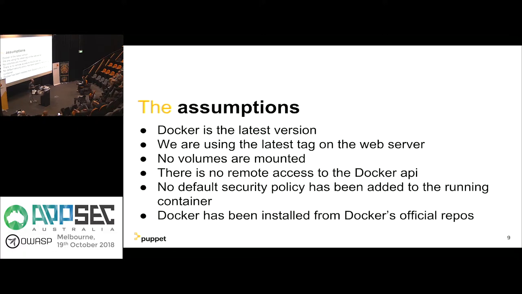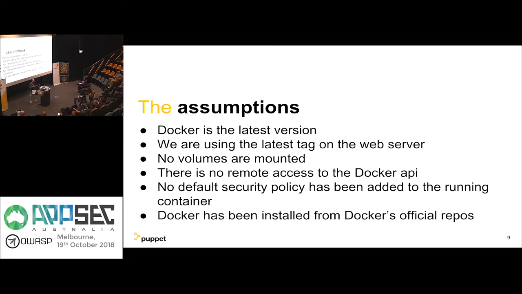There are no default security policies being added to the running container. Both Kubernetes and Docker ship with the same security policies. They're super easy to turn on, but most people don't do it. And you don't even have to write an AppArmor profile yourself, because I know a whole heap of people don't like sitting there writing seccomp or AppArmor profiles, which kind of sucks. But there's some stuff shipped there, and we haven't got that turned on.